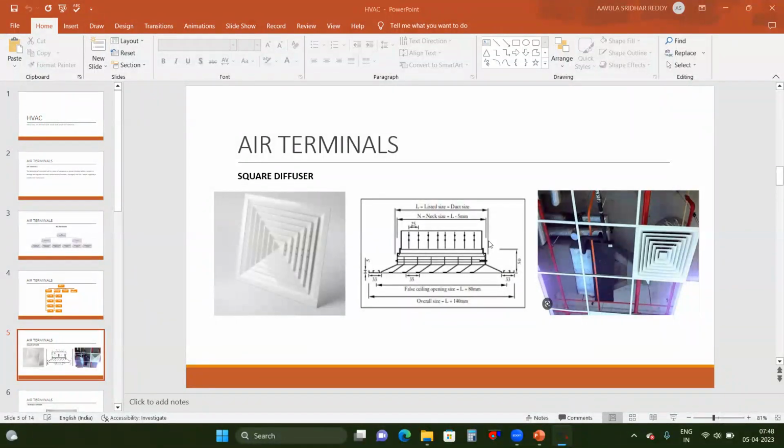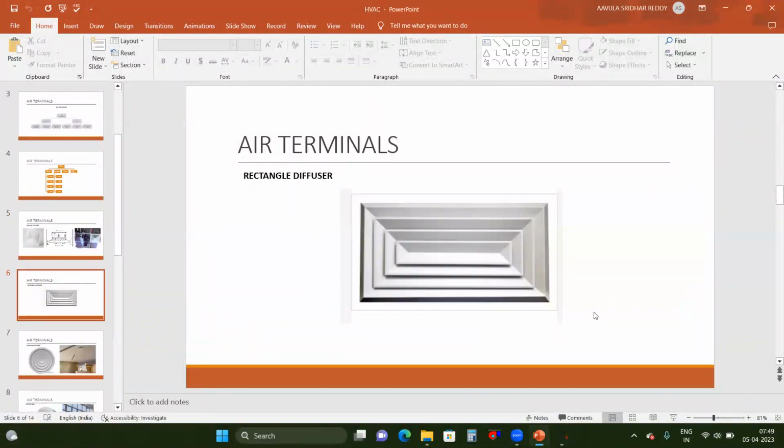But after the neck size, we need to show the overall size also. Okay. So this overall size should be greater than the neck size. Okay. So we will discuss that when we are doing the drafting work. Okay. You can understand clearly. So this is a square diffuser. This is how it will look.